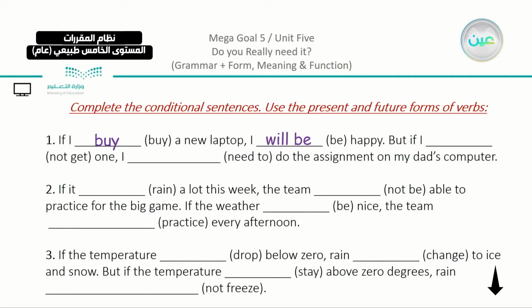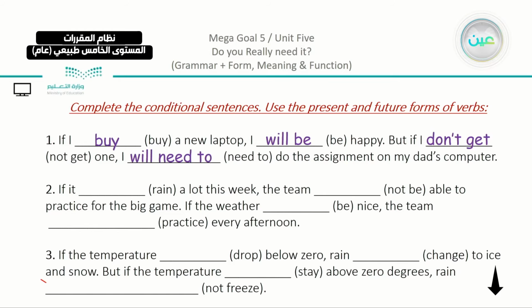But if I not get one, so here also I want the present simple, relating to I as a pronoun. We have here, if I don't get one, I need to do the assignment on my dad's computer. Also as a future, if I don't get a laptop, I will have to do it on my dad's computer. So we have here need to instead of have to. We can say I will need to.